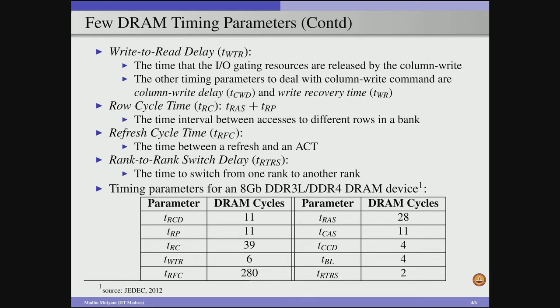Now, having discussed these different timing parameters, we will see what the values are in terms of DRAM cycles for the latest DDR4 DRAM devices. These values are taken from the JEDEC 2012 reference manual, and you can see here TRFC takes almost 280 DRAM cycles, TRCD, row to column delay, takes 11 DRAM cycles, row precharge takes 11 cycles, and TRAS, row address strobe, takes 28 cycles. And since TRC is the sum of TRP and TRAS, it is going to take 39 cycles. Rank to rank switch takes 2 cycles, column to column delay takes 4 DRAM cycles, write to read is going to take 6 DRAM cycles, and similarly the burst length is going to take 4 DRAM cycles.